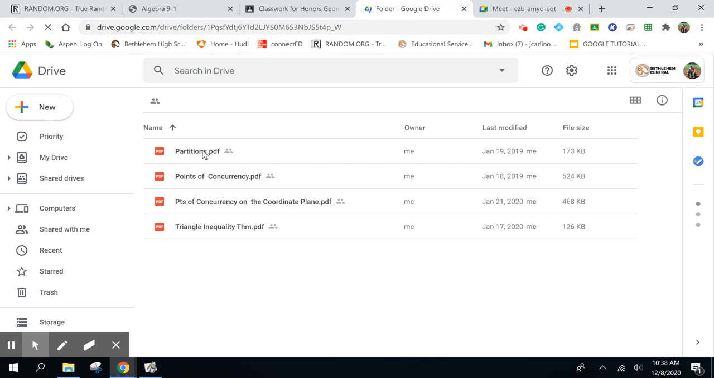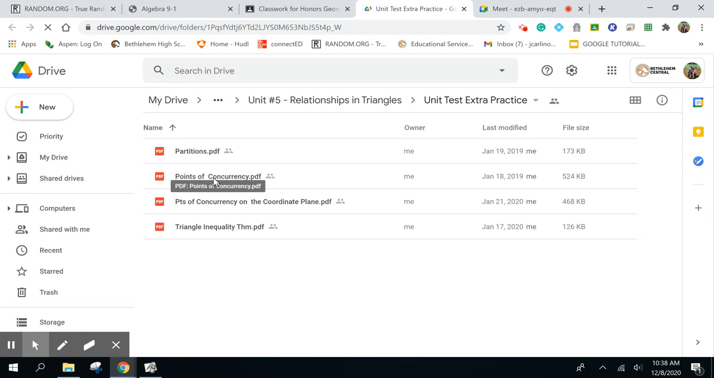So I got a partitions worksheet. I got a points of concurrency worksheet: circumcenter, incenter, orthocenter, centroid. I got points of concurrency on the graph. So if I graph a triangle, can you find the circumcenter? Can you find the orthocenter? And then finally, triangle inequality theorems. Two sides have to be greater than the third side. Biggest side across from biggest angle. So all divided up evenly.